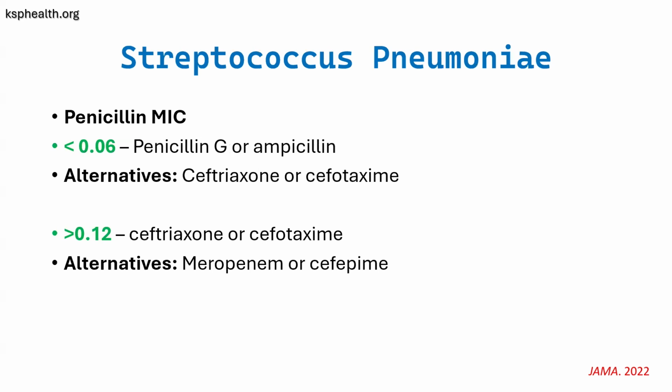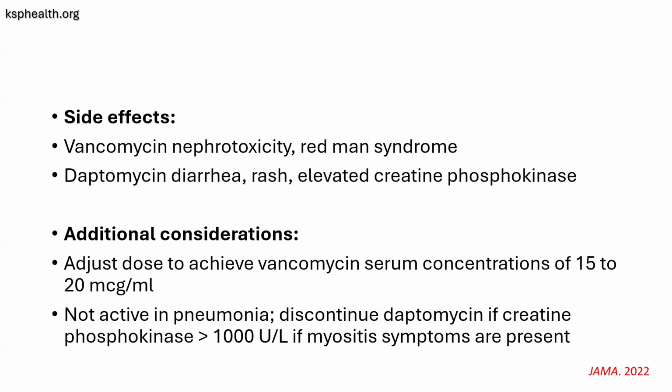Strep pneumo: when the penicillin MIC is less than 0.06, preferred agents are penicillin G or ampicillin. Alternatives are ceftriaxone or cefotaxime. When the MIC is more than 0.12, ceftriaxone or cefotaxime. The alternatives are meropenem or cefepime. These are all guidelines that came out of JAMA 2022.